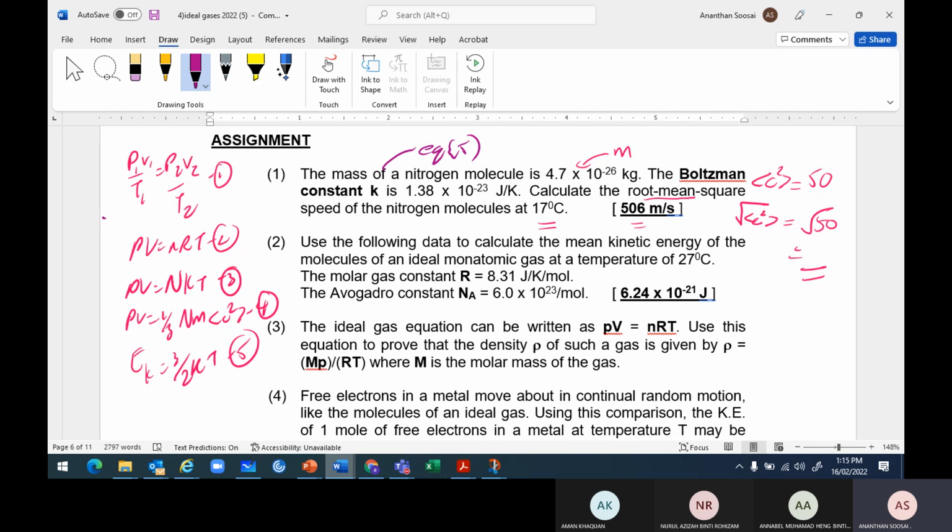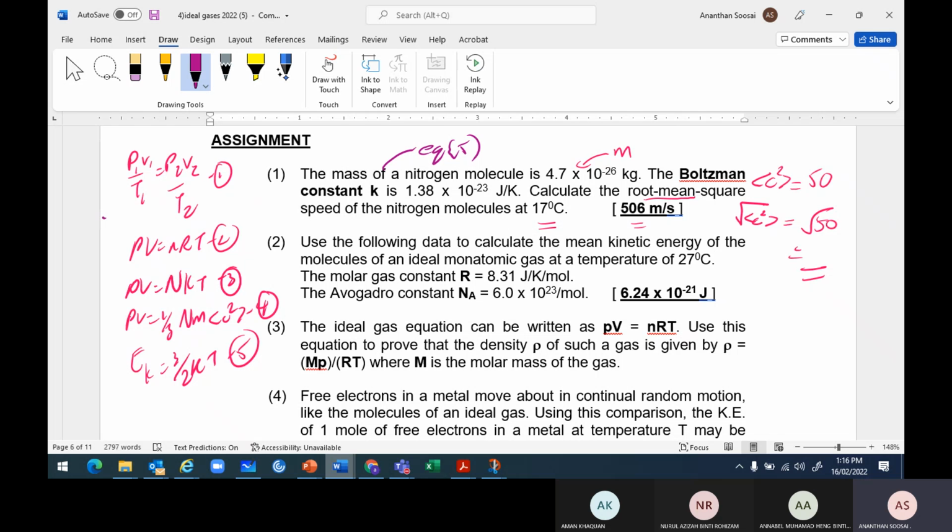And that kinetic energy equates with what? Half mc squared. Then you find the mean square speed. Root it, you get the root mean square speed. You want to work it out? Get the working: 3 over 2 kT. Find the kinetic energy first.